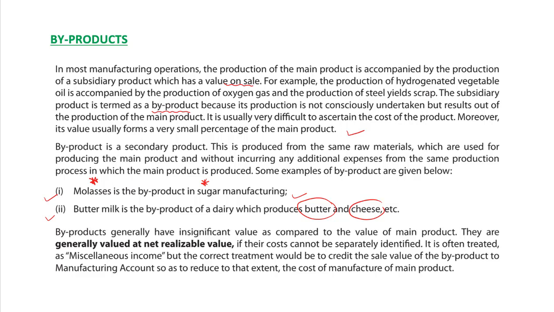Byproducts generally have insignificant value as compared to the value of the main product. They are generally valued at NRV, net realizable value. If their cost cannot be separately identified, it is often treated as miscellaneous income, but the correct treatment would be to credit the sale value of the byproduct to the manufacturing account, so as to reduce to that extent the cost of manufacture of the main product.